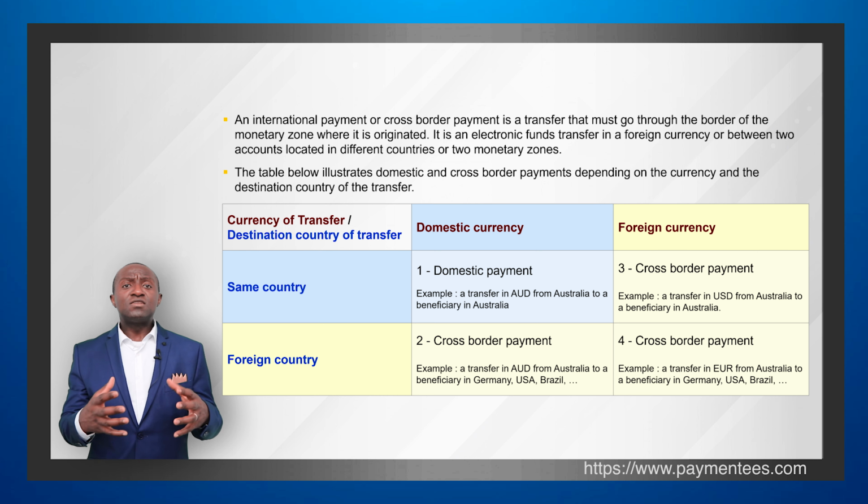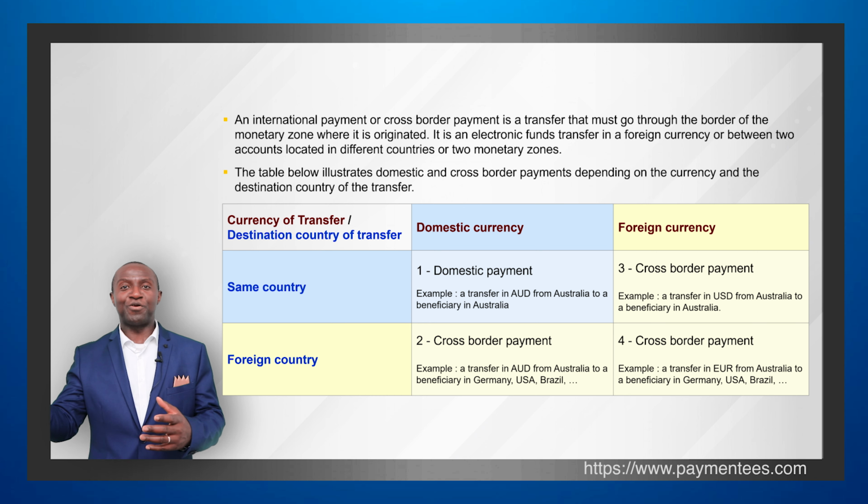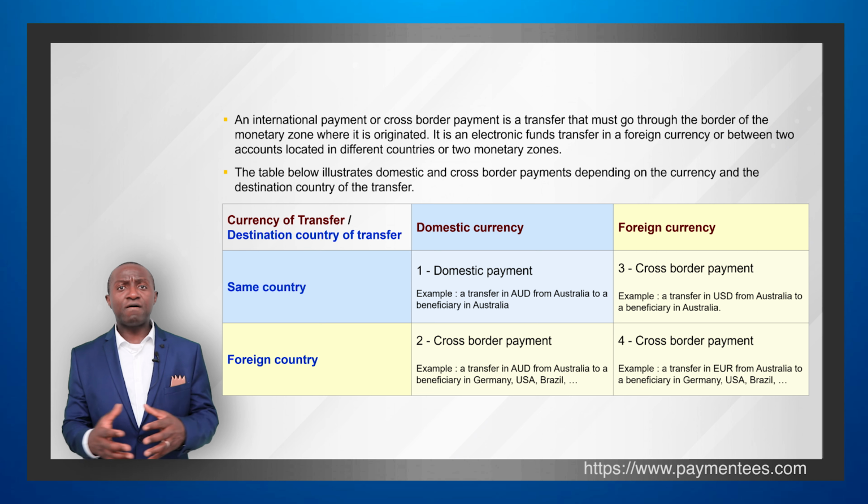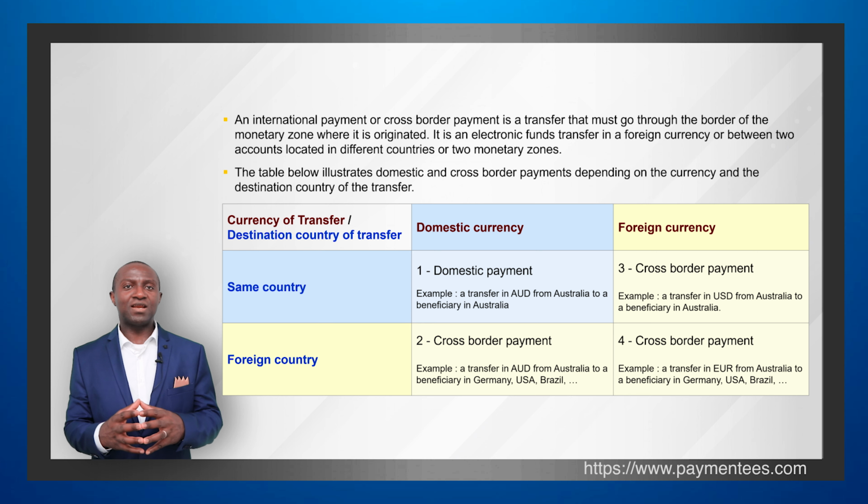Even if it is the local currency, the beneficiary is outside the country and the payment must cross the border and credit an account in a foreign country. The account located in the foreign country can be in any currency, Australian dollar, Canadian dollar, or euro. It doesn't matter. Quadrant 3 is interesting because we rarely think of it, but it does happen in reality.